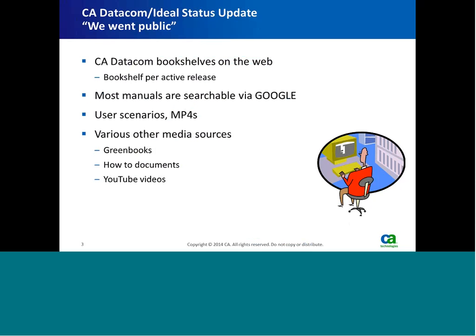First thing we want to talk to you about in the CA Datacom Ideal Status Update is our ability to go public. Basically, we have now placed the majority of the Datacom CA documentation on the web outside of the firewall. What this means is you can go out and Google Datacom and be directed right to our CA Datacom books. Most of our manuals are out there. They're searchable via Google. In addition, our bookshelves are arranged so that you have additional information available.